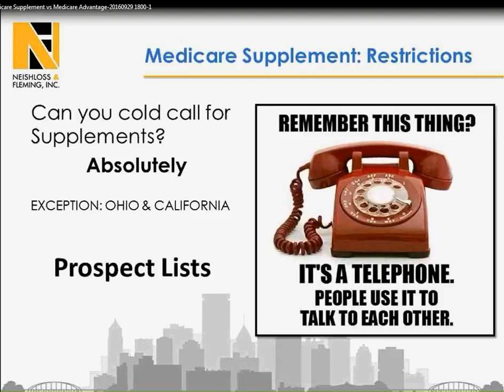So what a lot of agents do in that case is they mail kits out, hoping for a response. Of course, it's expensive. There are limits for ordering kits, but it's something that people do.